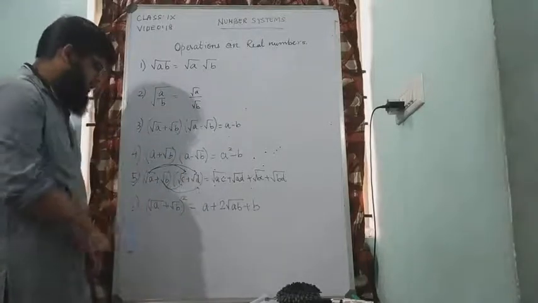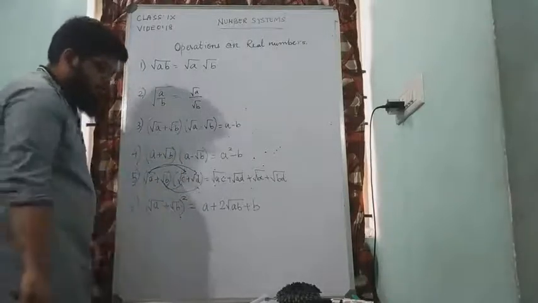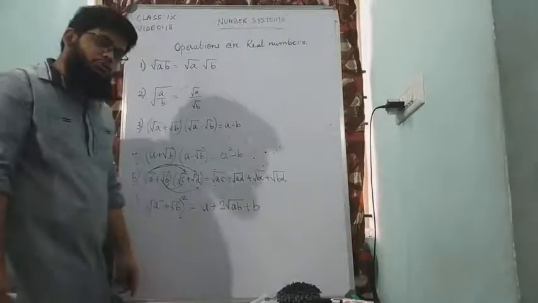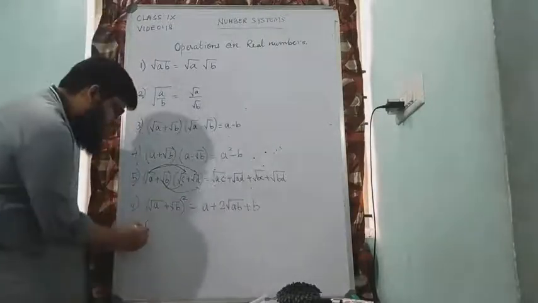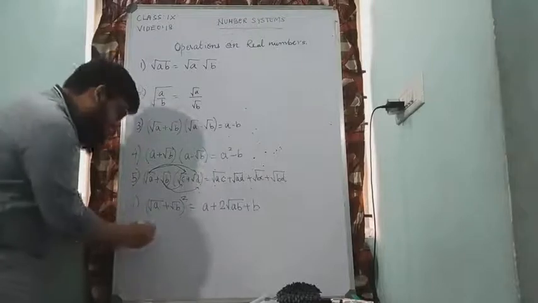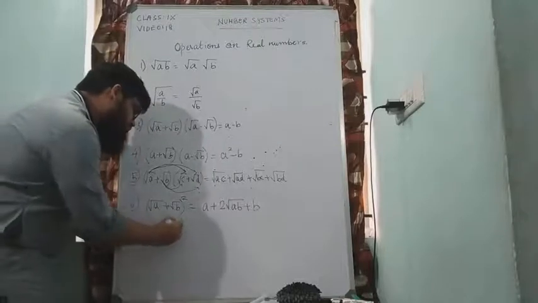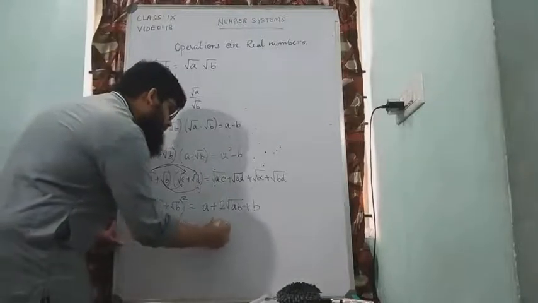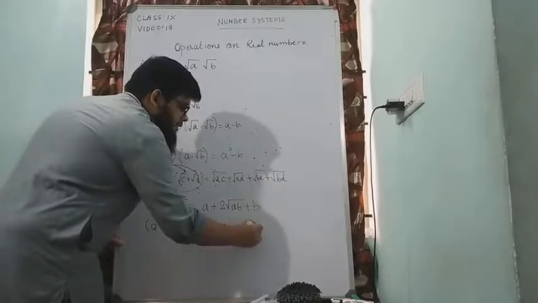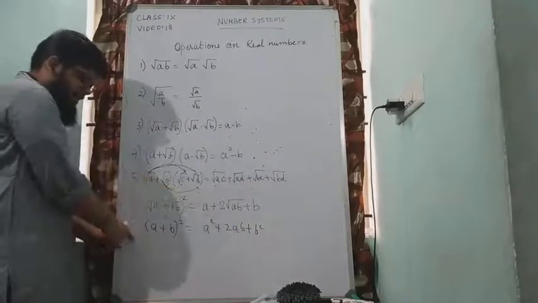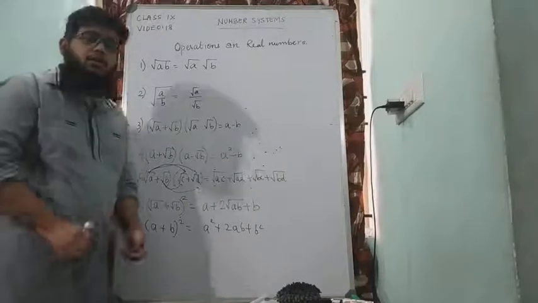Okay. Then the last one, (root a plus root b) whole square is equal to a plus 2 root ab plus b. If you remember an identity from 8th standard, you had (a plus b) whole square is equal to a square plus 2ab plus b square. It's a very similar identity, but along with the roots.